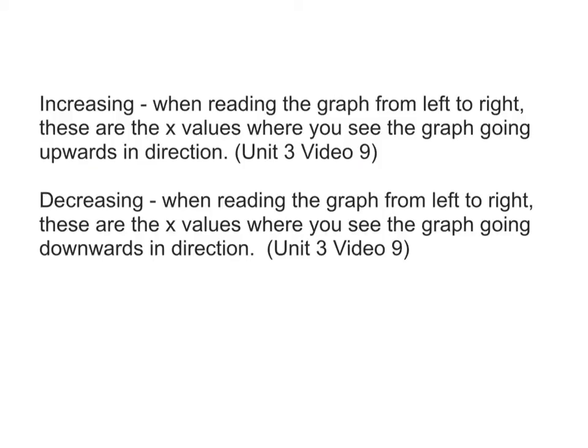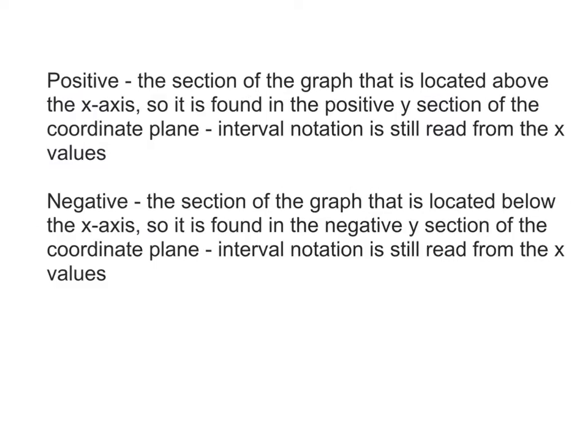Okay, increasing and decreasing we also covered in Unit 3, Video 9 when we did the graph characteristics. But increasing is when, reading the graph from left to right, these are the x values where you see the graph going upwards in direction. And decreasing, the opposite of that, is when, reading the graph from left to right, these are the x values where you see the graph going downwards in direction. Again, Unit 3, Video 9 has more detailed explanations of that. We are going to do examples, but if you need more details, go back there.